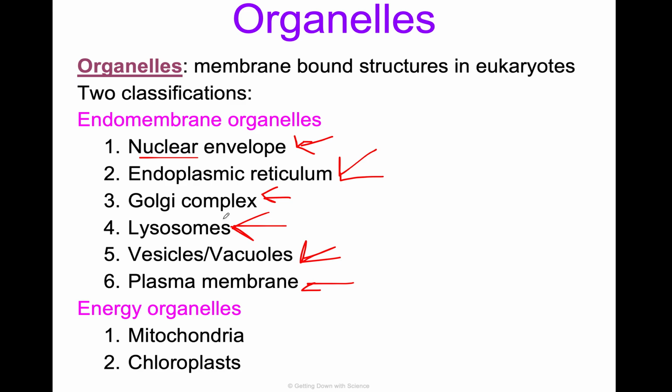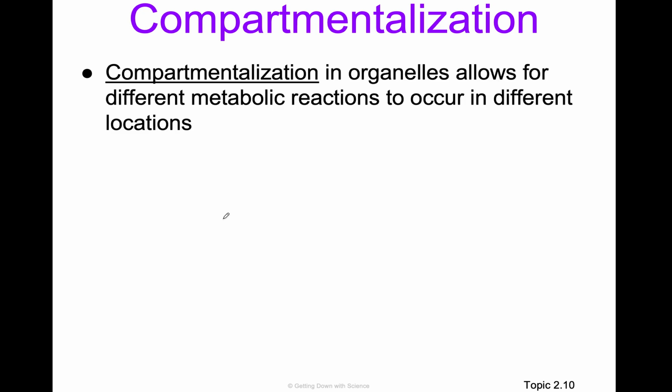We'll get into it, but it's the green stuff in plants that takes in light and photosynthesizes. Pretty cool. All right, let's talk about compartmentalization. If I was to ask you to compartmentalize things, like we're going to put them in different boxes separate from each other, right? Compartmentalization in organelles allows these reactions to occur in different locations.